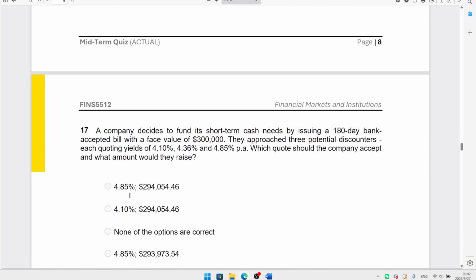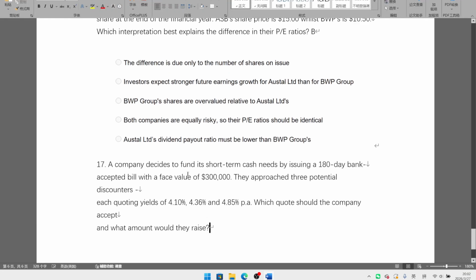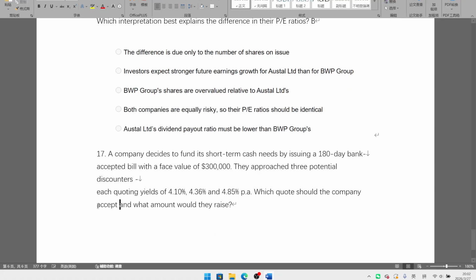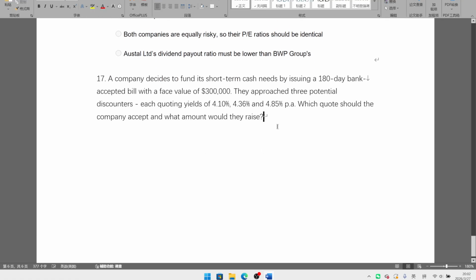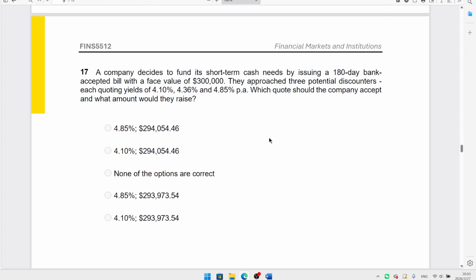Question 17 is about a company deciding to fund its short-term cash needs by issuing a half-year bank bill. This one involves a calculation. The face value is given, and it receives quotes from three potential discounters. Each quotes a yield. Which quote should the company accept, and what amount would it raise? Potential discounter, what does that mean?